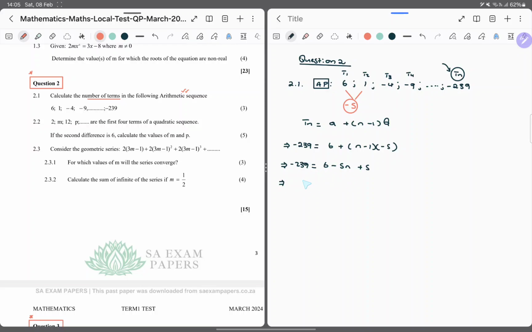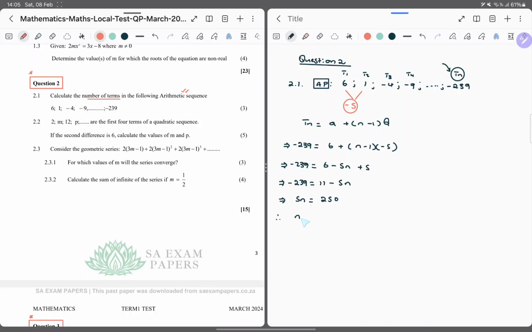This also implies that, let's just simplify without rushing. 5 plus 6 is 11, minus 5n. I'm going to take 5n to the other side and 239 to this side. This implies that 5n is equal to 11 plus 239. 40 plus 10, that's 50. So this is going to be 250.